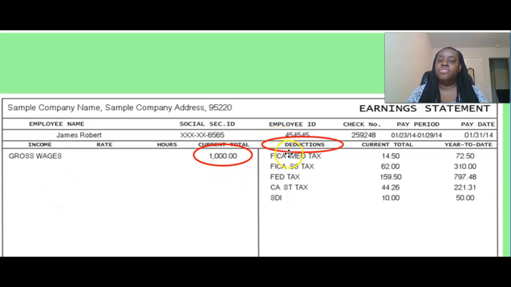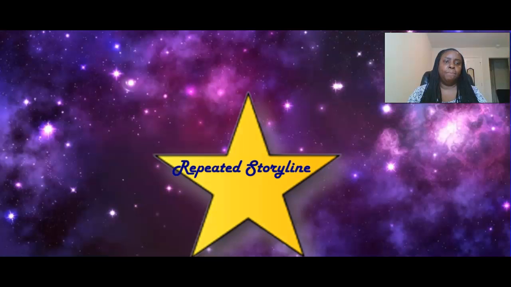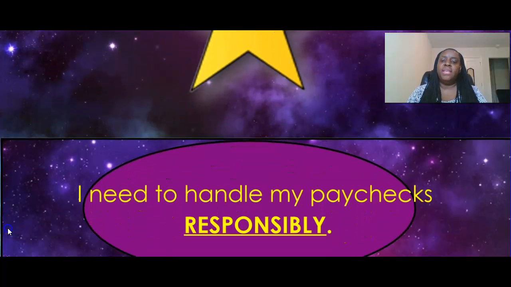Then after taking out your deductions, which is the FICA, medical, and Social Security and federal tax and your state tax and your insurance, that is called deductions. Your net pay is $709.74. Repeated storyline: I need to handle my paychecks responsibly.